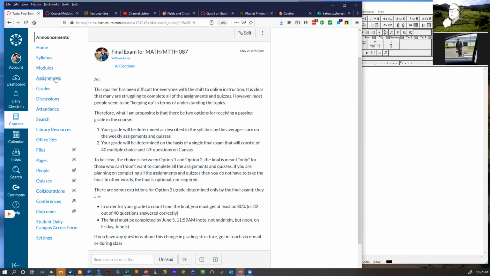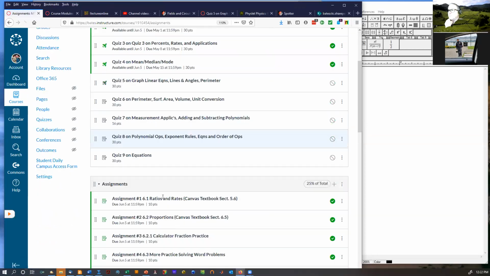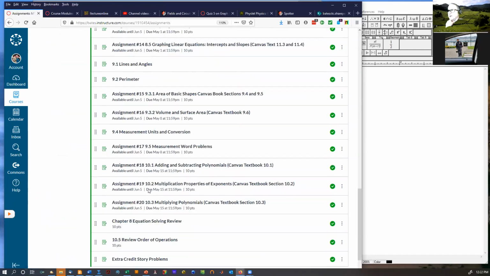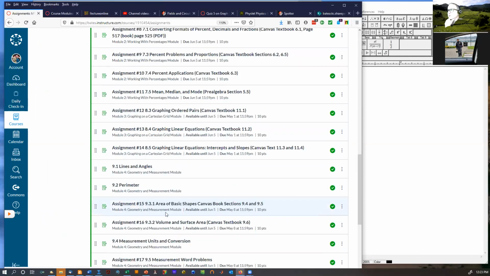So as the assignments and the quizzes go, I've missed a couple of weeks of getting assignments out, because I think people weren't getting them done anyway. So we'll have one more in-class assignment on this equation solving review, which I'll get out next week. There's the final one here, which is assignment 20, which is multiplying polynomials. So there'll be 21 assignments in total.